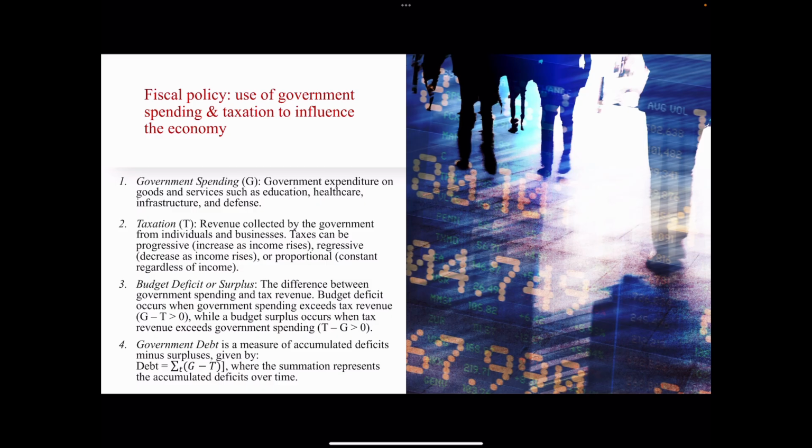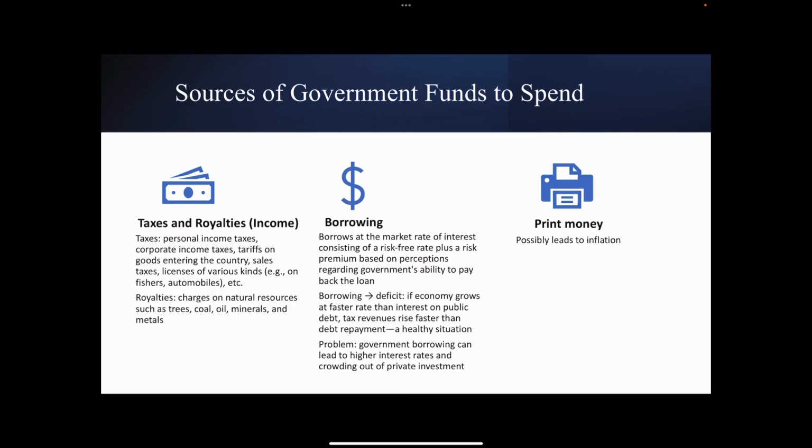And the government debt then is a measure of the accumulated deficits minus surpluses given by debt is equal to the sum over a period of time of G minus T, where the summation represents the accumulated deficits over time.